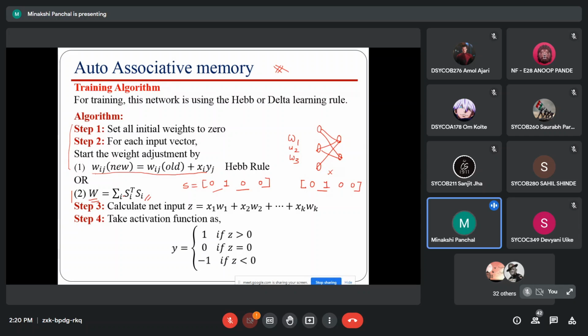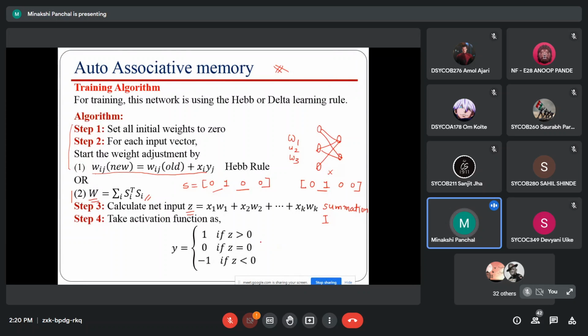Summation of S transpose into SI we are taking. Then we are calculating the net input. Net input जो हम हमेशा कॉल करते थे summation function. Summation function WI XI. If you remember WI XI summation function. Generally I was using a notation I. I का हम notation use करते थे. Then whatever the result you are getting, you are applying activation function on this.